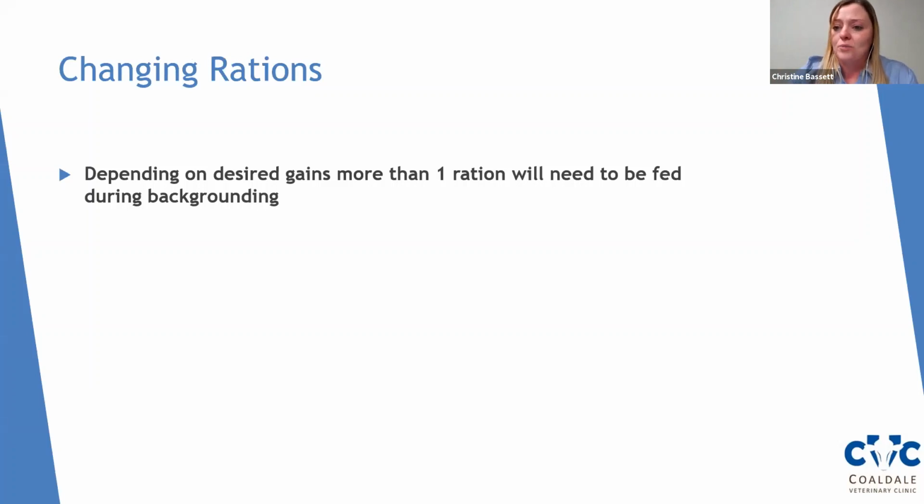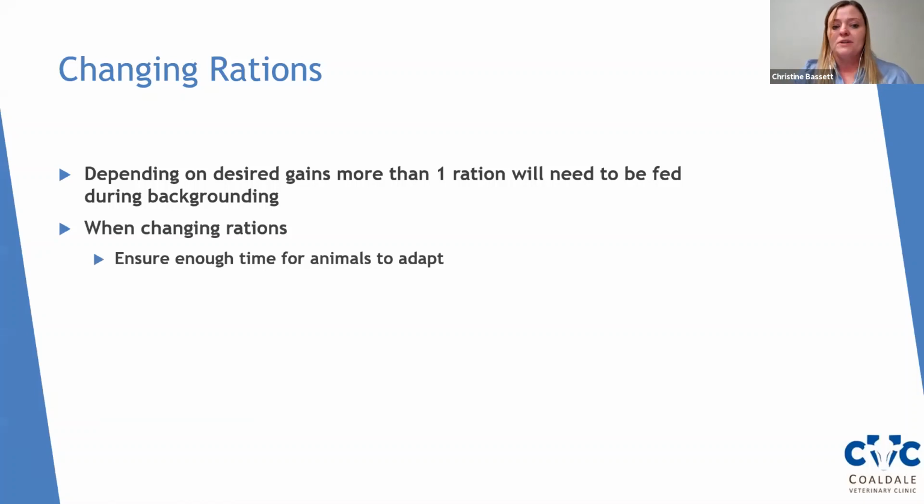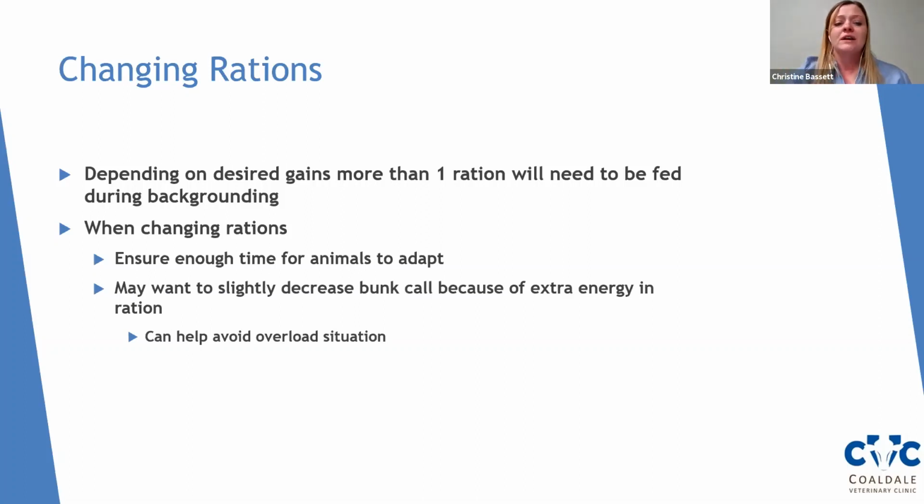Depending on your desired gains, more than one ration is going to have to be fed throughout the backgrounding period. And with that, when you're changing rations, just a couple of rules of thumb. If possible, ensure there's enough time for those animals, and particularly the rumen microbes, to adapt. So at least 4 or 5 days between rations at a minimum. We also want to make sure that if we do change rations, it's a good idea to slightly drop back the amount of feed those calves are getting, because there's going to be a bit more extra energy in the ration, and we really want to avoid any overload situations.